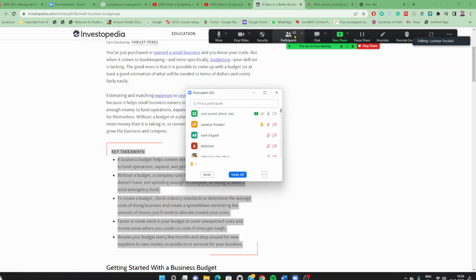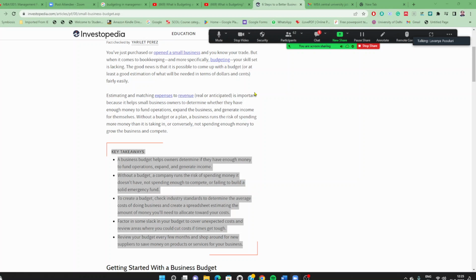Sir, can you explain third and fourth, sir? Remember to factor in slack and look to cut costs. Yeah. So that is fourth, right? Fourth, that is factor in some slack in your budget to cover, see, slack means what? See, all of a sudden the expenses may go very high, right? So you have to factor in. You have to keep a provision, keep a buffer. It is also called a buffer, so that whenever unexpected cost rises, you have to have provision for that.